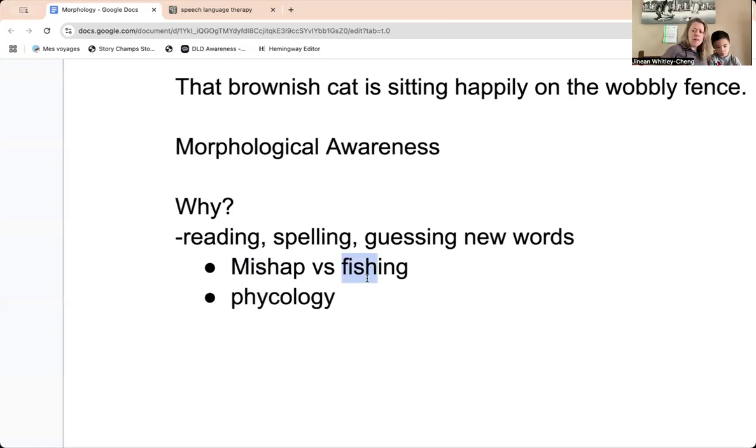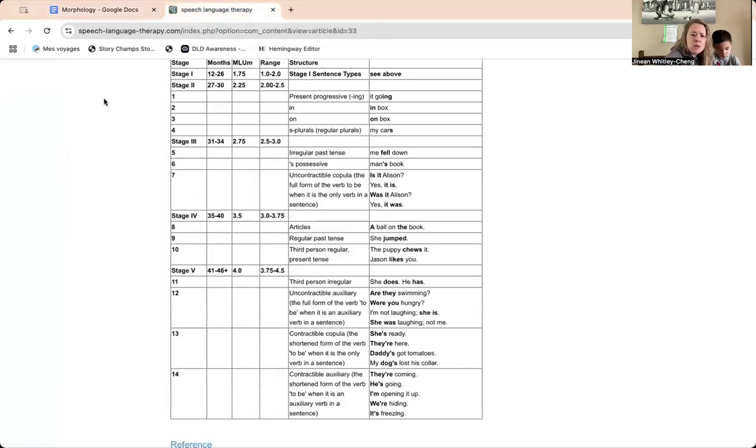So this is just a very small introduction into morphology. Morphological awareness, like I said, is very, very important for our kids with DLD. And it's important for you as parents to be in the know. I wanted to show you one more thing before I go, and that is something called Brown's morphemes.